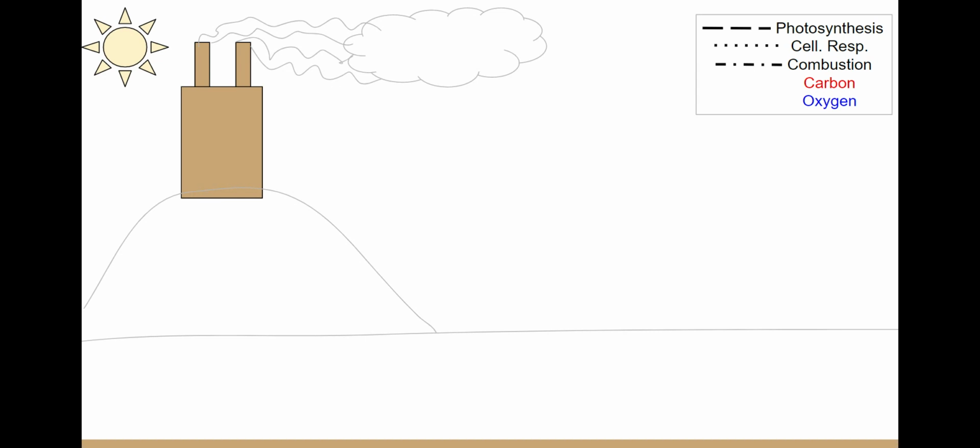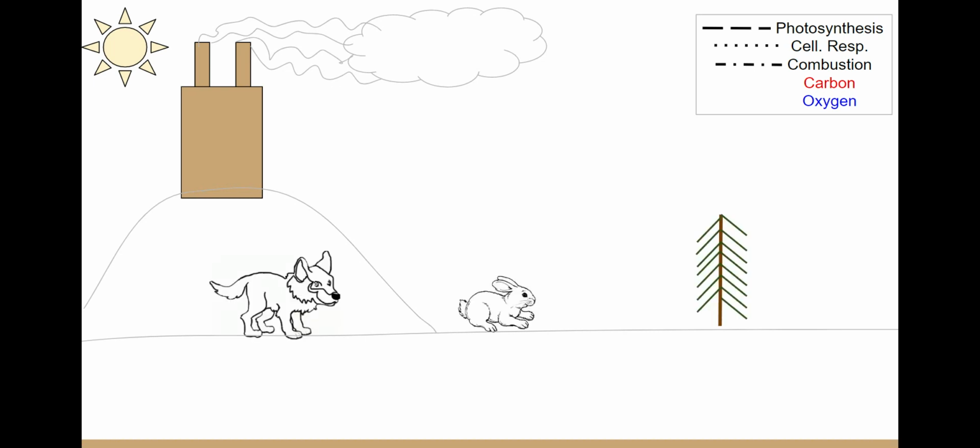If my lines are red, it means I'm talking about carbon. And if my lines are blue, I'm talking about oxygen. So now I present to you the carbon-oxygen cycle. Here you can see I have a couple animals, a lovely little wolf and a beautiful little bunny that is about the same size as the wolf. It's a mutant bunny, just go with it, and a beautiful stick tree.